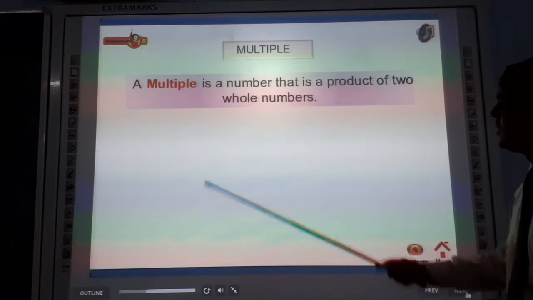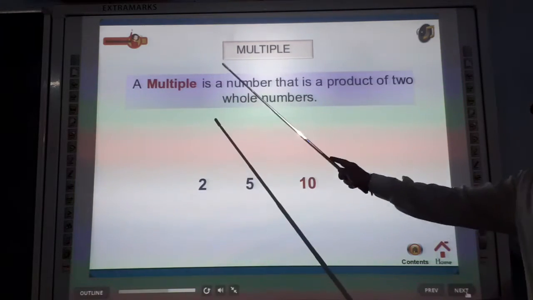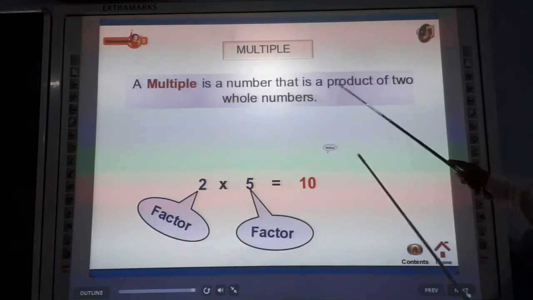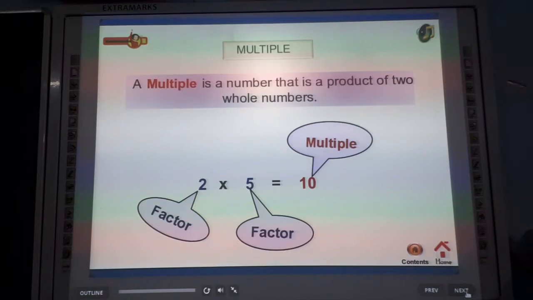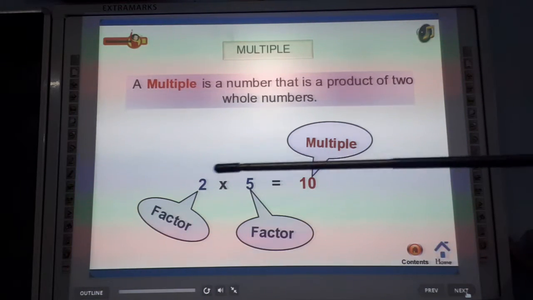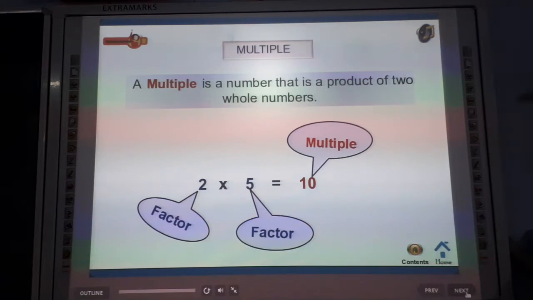Now, next topic, multiple. A multiple is a number that is a product of two whole numbers. Show the diagram. 2 multiplied by 5 is equal to 10. 2 and 5 are factors and 10 is a multiple.